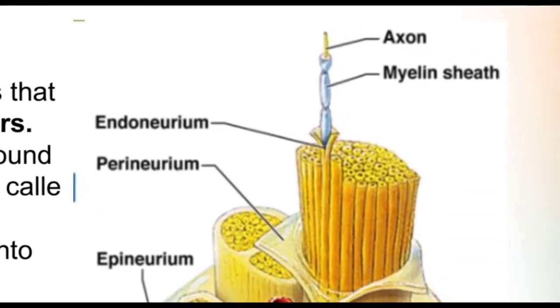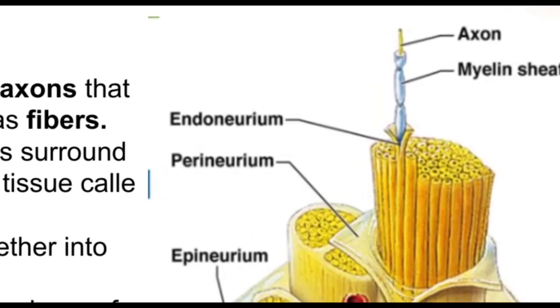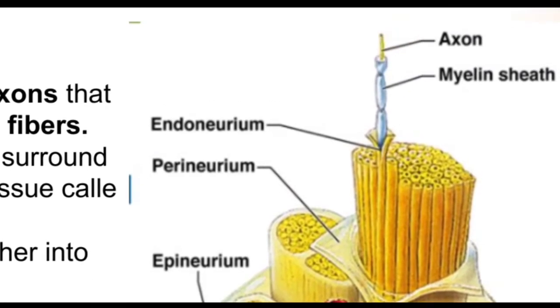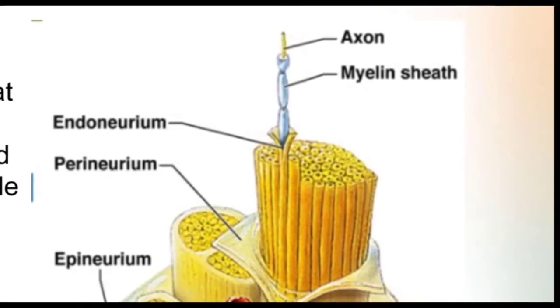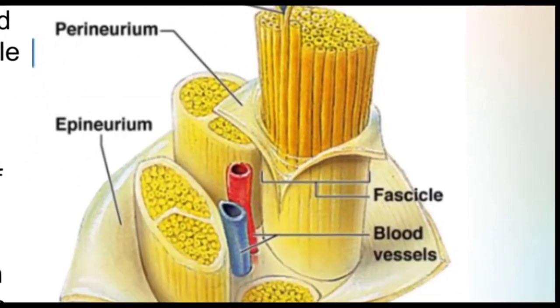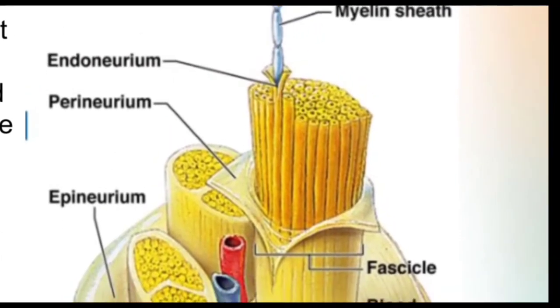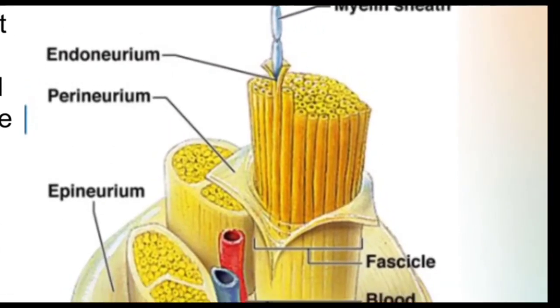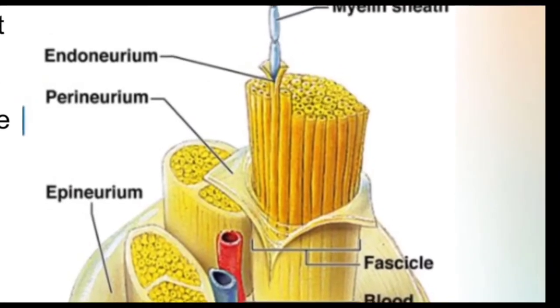Within a nerve, each axon is surrounded by a layer of connective tissue called the endoneurium. So, here is the endoneurium. Kino-cover niya yung axon. So, the axons are bundled together into groups called fascicles. So, yung mga endoneurium na yan, na kino-cover niya yung axon, yung bundle na yan is tinatawag na fascicles.